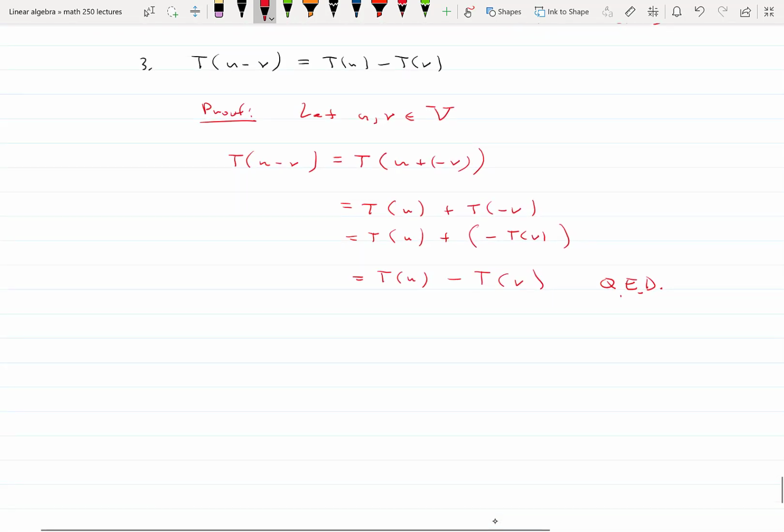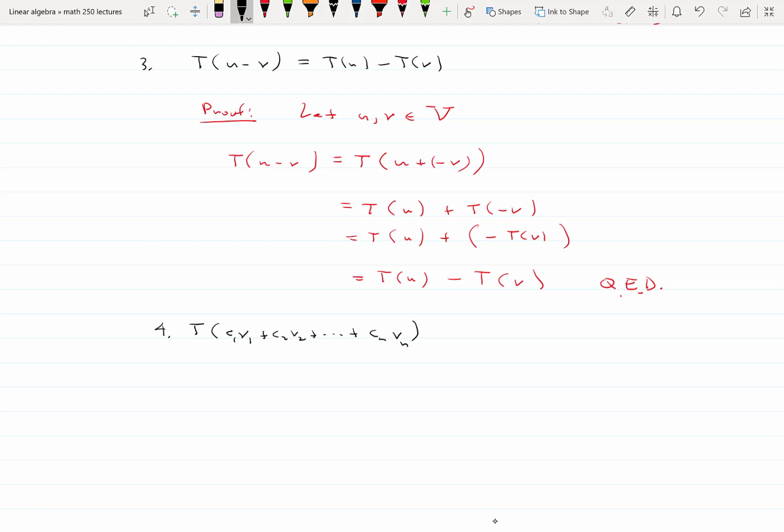Okay. Number 4 I won't prove, and you're not responsible for the proof. But it's a pretty obvious thing. It's actually a really important identity. All of these properties result in us being able to do this. T of C1 V1 plus C2 V2 plus up to Cn Vn. What is that quantity, not with T, but C1 V1 plus C2 V2 all the way up to Cn Vn? That's called a linear combination.